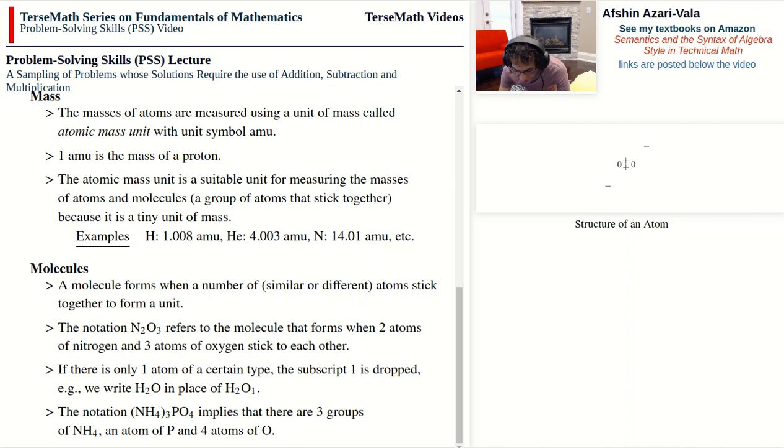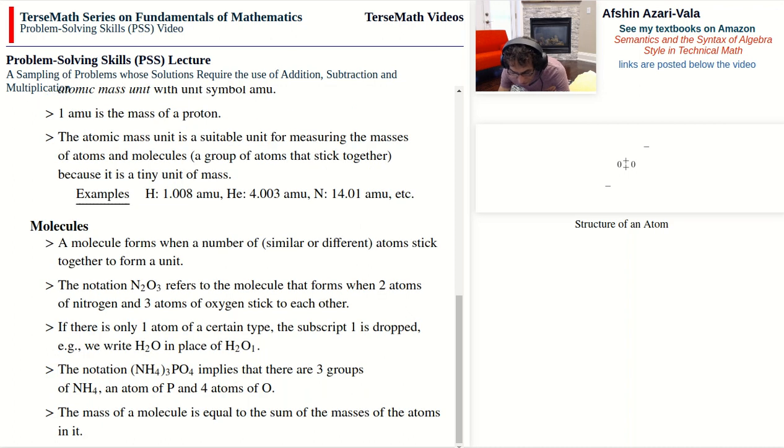Another notation that sometimes you see is one that uses brackets, like here. It says NH4, and then in brackets we have a 3. Outside the brackets, the NH4 is inside brackets, then we have a 3 here, followed by more stuff like PO4. The intention here is that there are 3 groups of NH4 in the molecule. So each group has 1 nitrogen, 4 hydrogens, and there are 3 groups of NH4. There is 1 atom of P, and there are 4 atoms of oxygen.